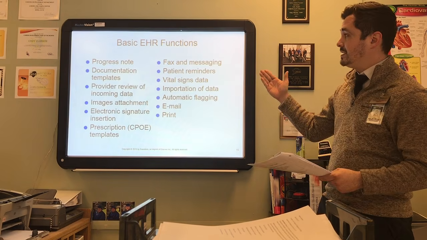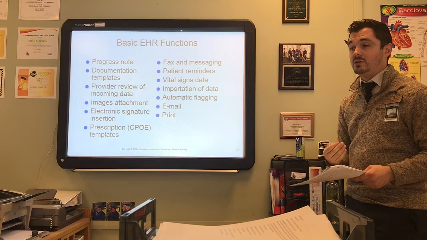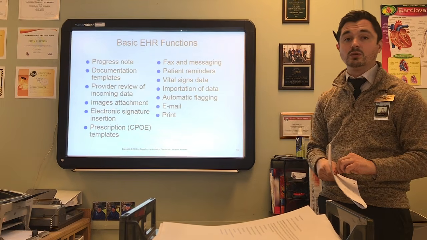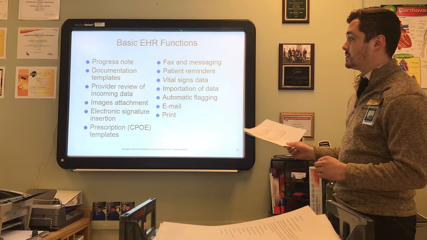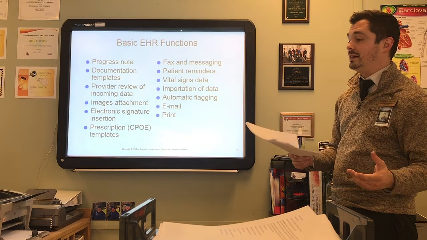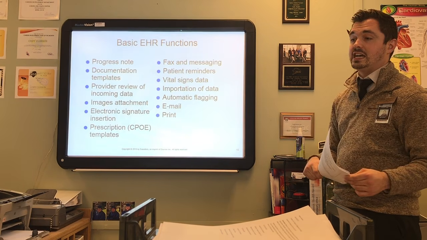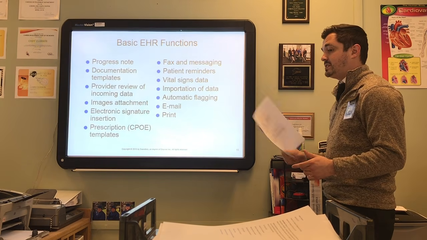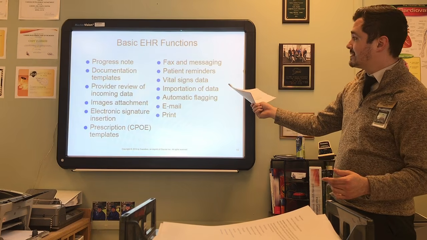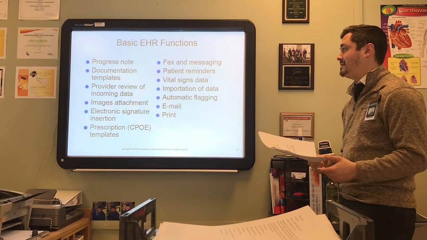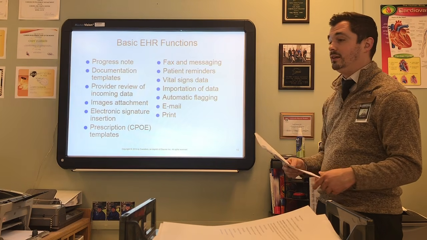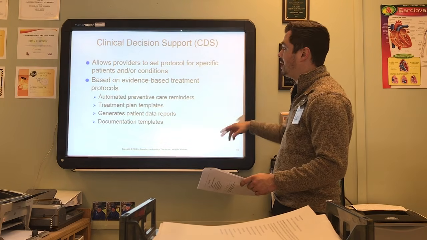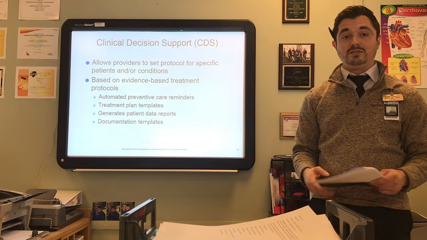So here's some basic EHR functions. You can do progress notes. There's documentation templates, whether it's a certificate to return to work or something along those lines. You have provider review of incoming data. You'll have an images attachment. You'll be able to have an electronic signature insertion. You'll have prescription templates. You'll have faxing and messaging, patient reminders, vital signs data. You'll have importation of data. You'll have automatic flagging, emailing from there, printing from there. So it really will do everything that you need to have to make your office run efficiently.